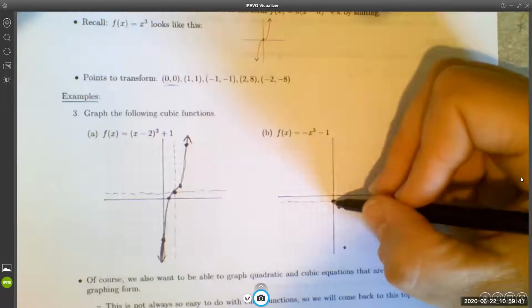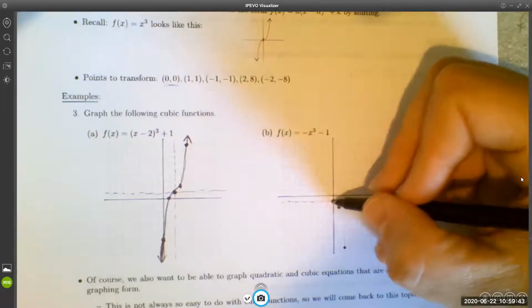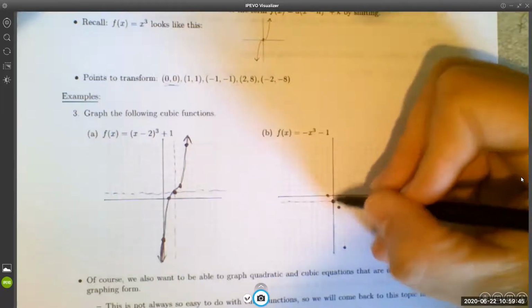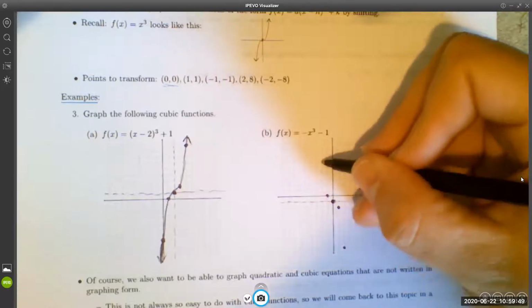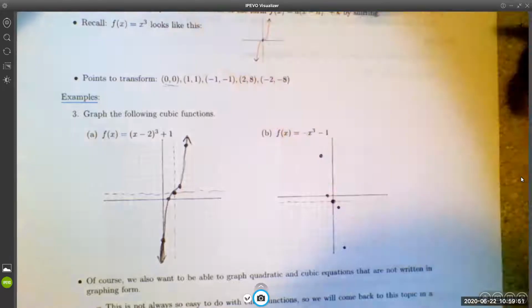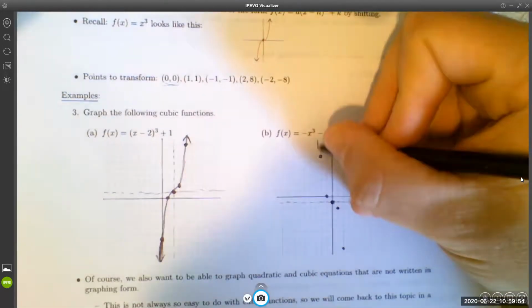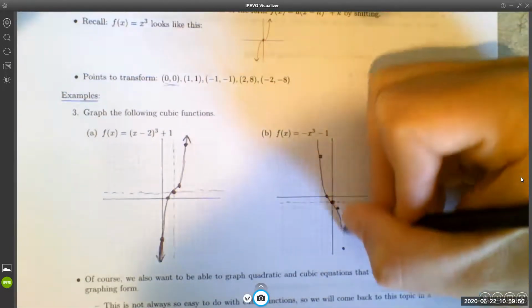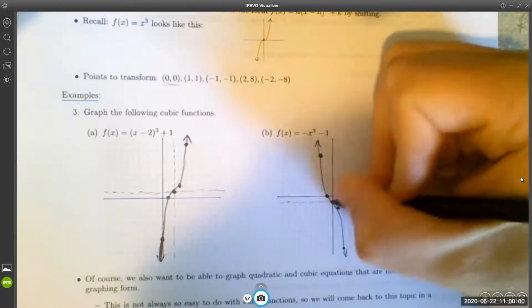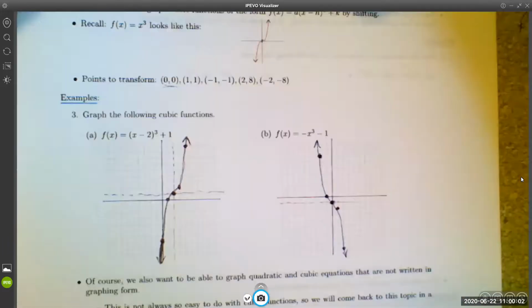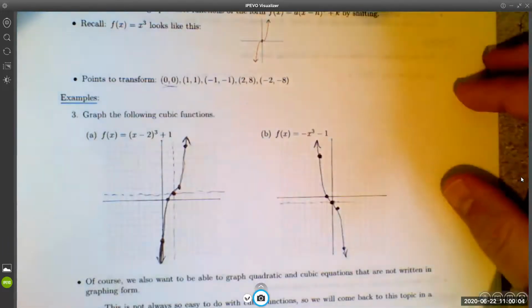Same thing in the other direction. Instead of (-1, -1), I'm going to go to (-1, 1), and (-2, 8): 1, 2, 3, 4, 5, 6, 7, 8. And that's what that one looks like. Okay, so graphing these things hopefully is not too terrible for you.